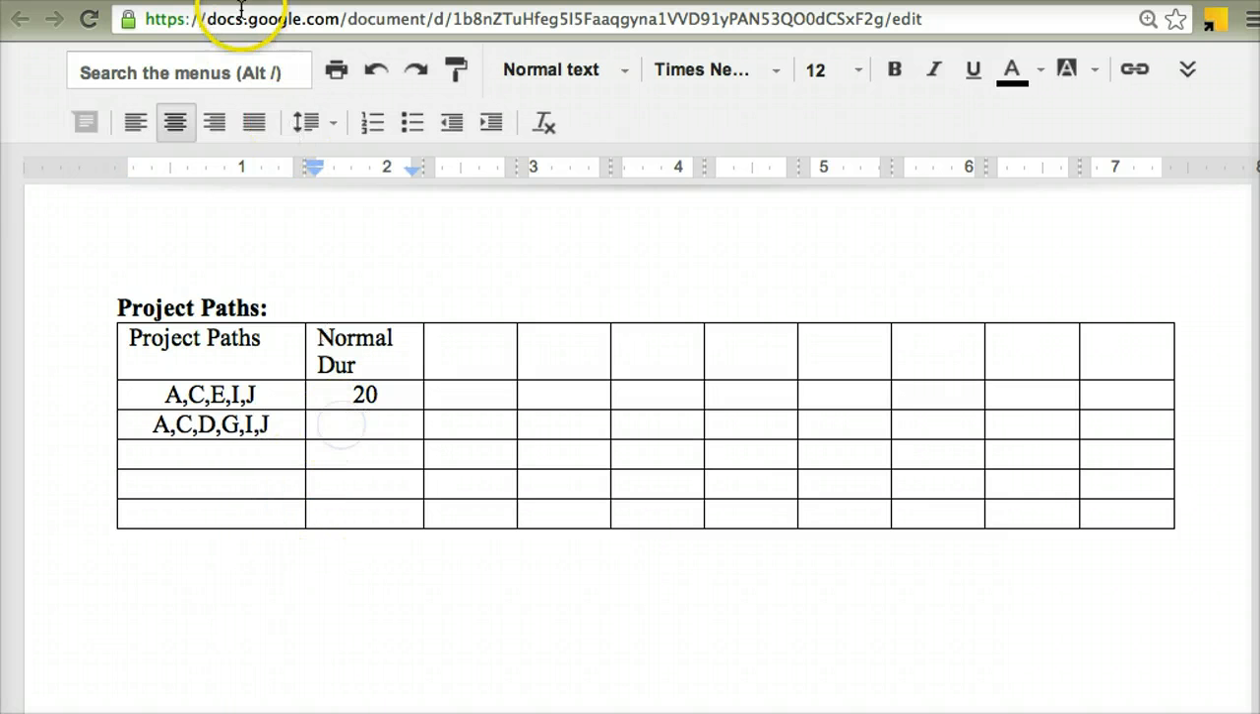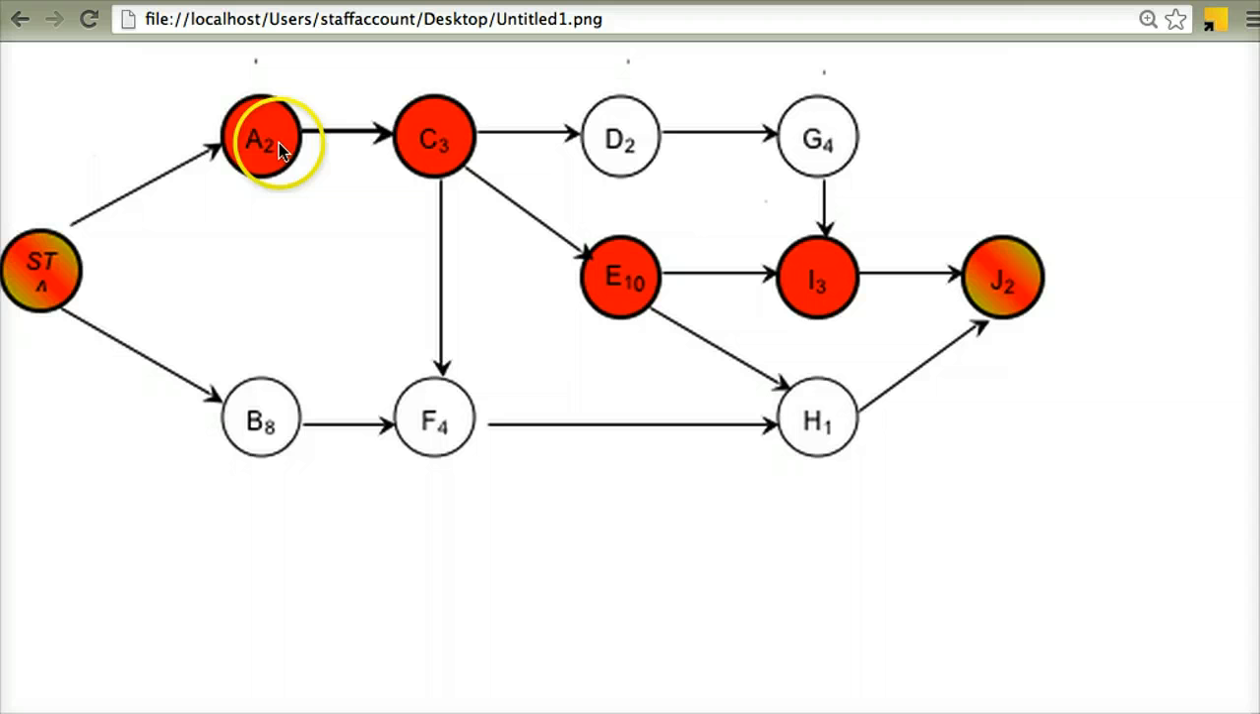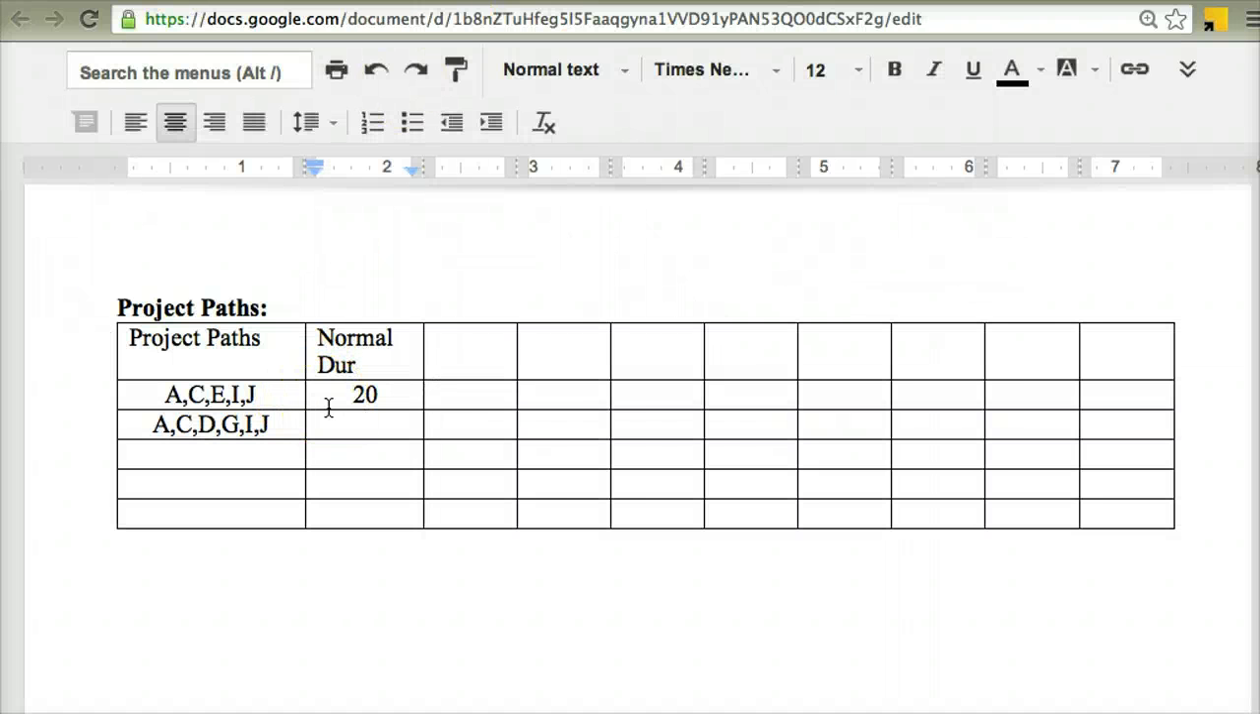And the normal duration of that, again, I'm going to add up all of the different activity durations on that path. So 2 plus 3 is 5, plus 2 is 7, plus 4 is 11, plus 3 is 14, plus 2 is 16. So the normal duration of that path is 16.